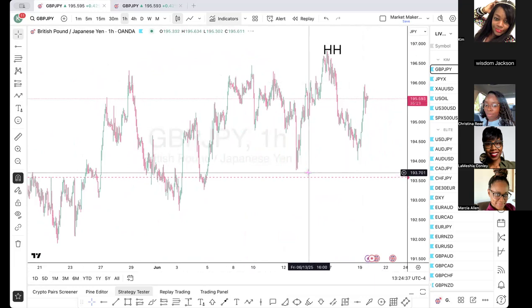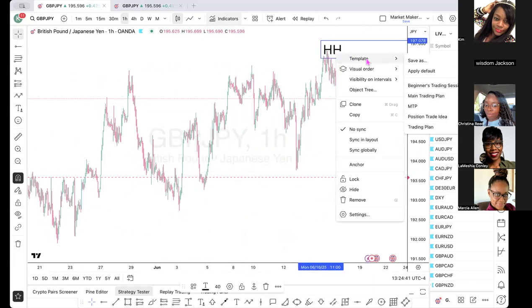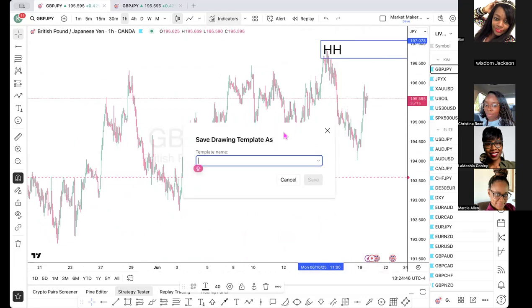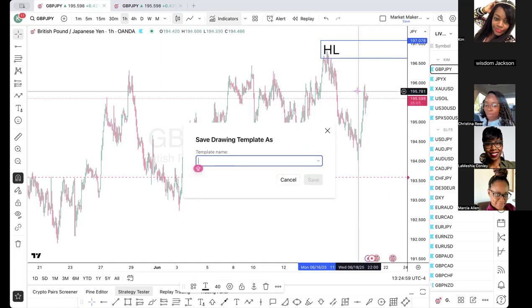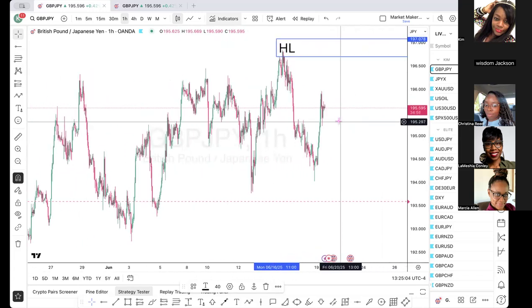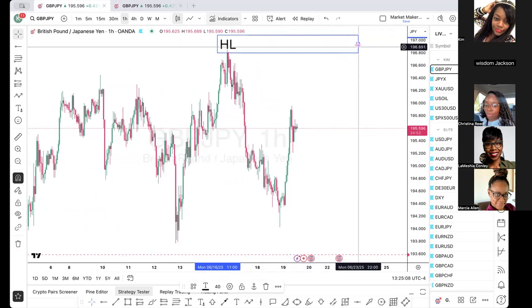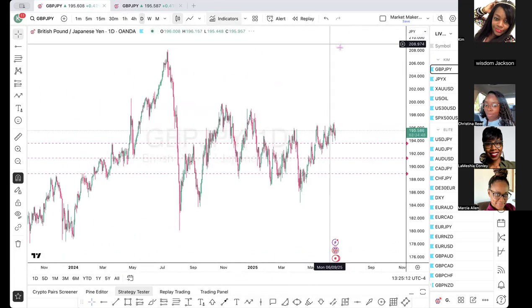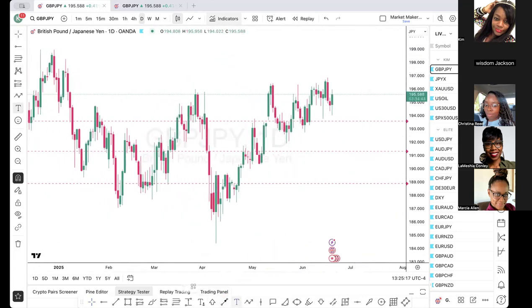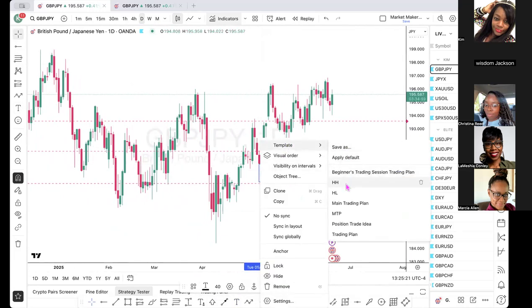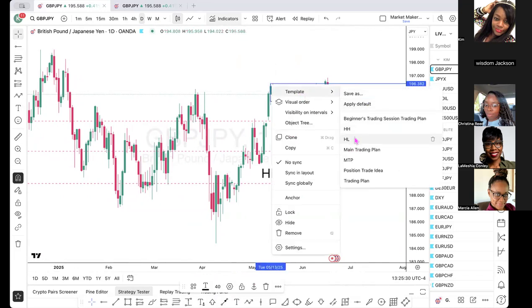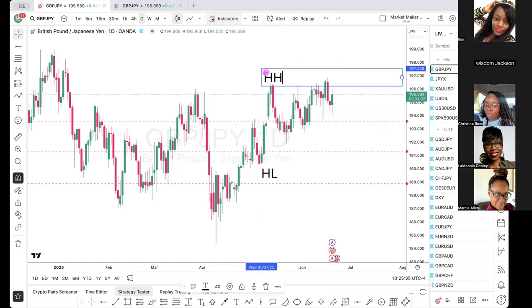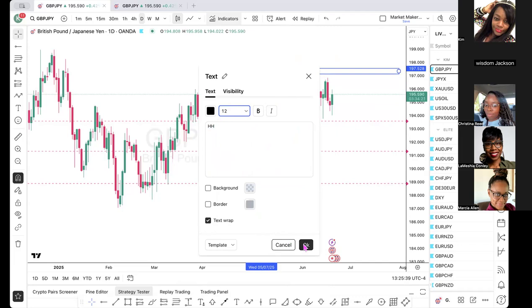And then if you want to, you can save this as higher high, and save this as higher low. When you go to the chart, you can put higher low. You don't have to make it this big, this is when I was giving higher high. Then you can just move it up there, and then set it back to 12 or whatever it was.